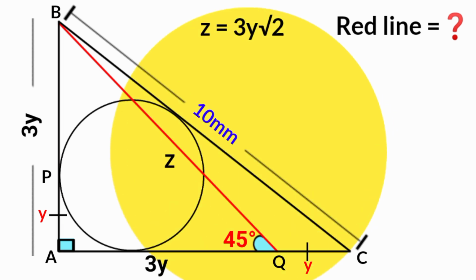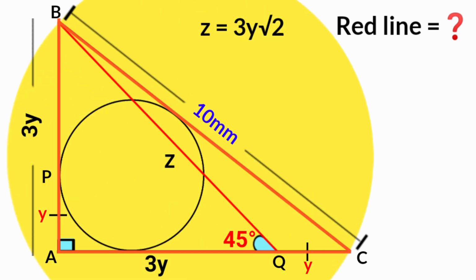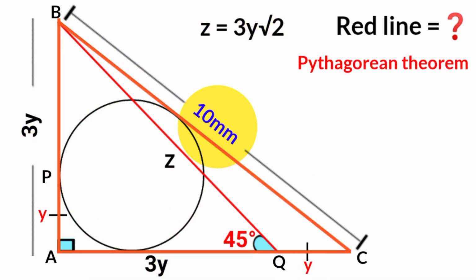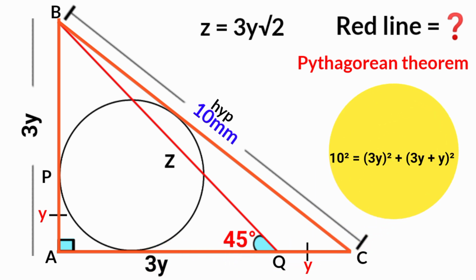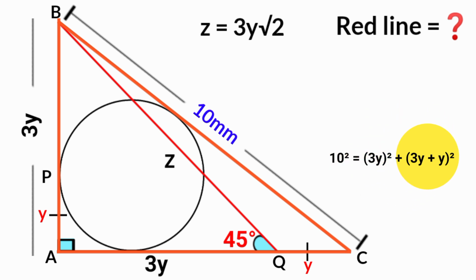Keep it aside. Now look at this triangle ABC. We can also use the Pythagorean theorem. This side is the hypotenuse. So by Pythagoras, the square of this 10 must be equal to the sum of the squares of this 3y and the sum of this 3y and this y. So 10 squared equal to (3y) squared plus (3y plus y) squared. (3y plus y) squared is (4y) squared, which is 4y times 4y, that is 16y squared. This (3y) squared is 9y squared. 9y squared plus 16y squared is 25y squared. So 10 squared equal to 25y squared.